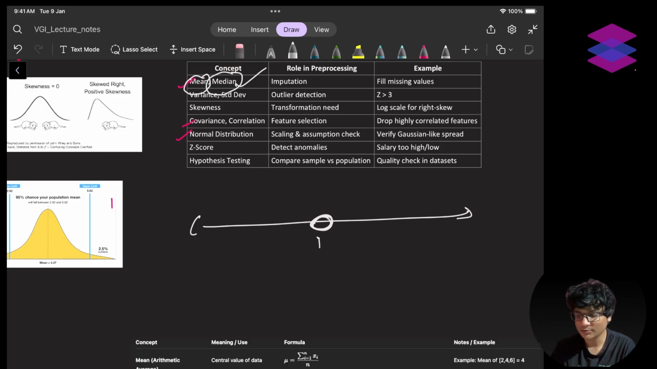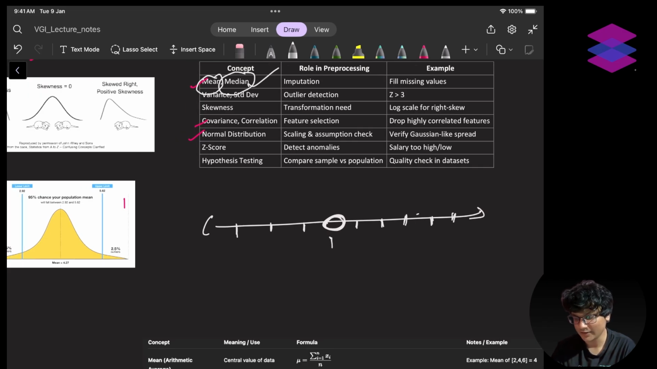Then what does variance do? Variance tells you about how near the data is to your mean. Suppose you have a very high variance, it means that the data is very near, very close to the mean. And suppose the variance is low, then the data is far from the mean.